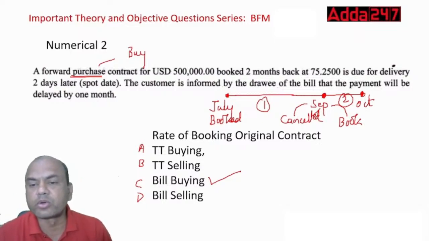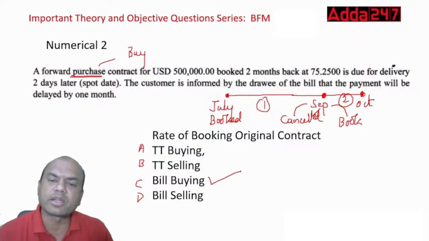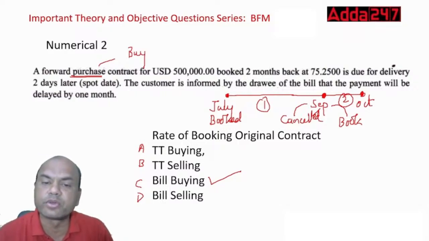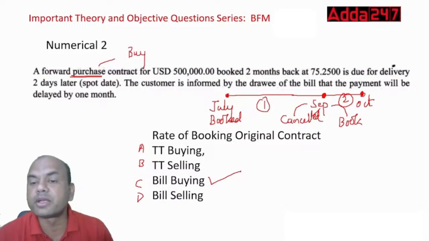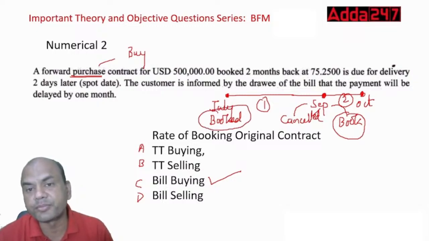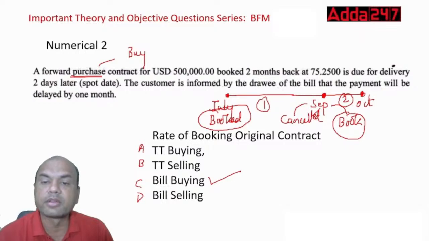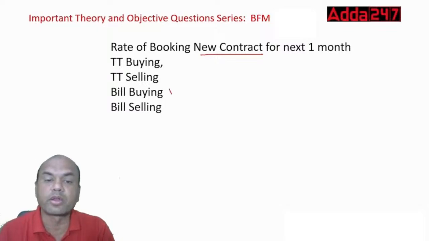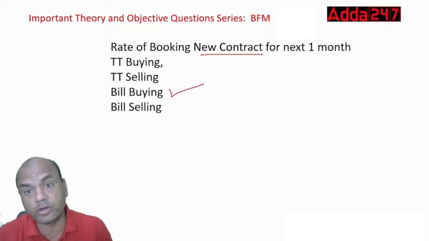See here, contract number 2 which is booked is same as contract number 1. Because there also I had booked it for purchase. Again I'll have to book it for purchase because the same thing is repeated. Whatever had happened in July is repeated over here now. If it is repeated, then the rates will also be repeated. So it will be again bill buying rate. But the rates will be different, of course, not the same rate, but the logic is same. I'll be using the bill buying rate only again. Of course, for the new contract the rates will be for today, whatever the rates are.